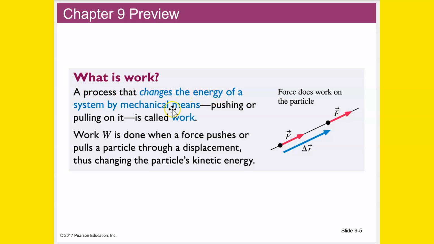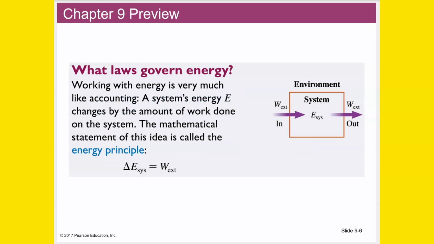A process that changes the energy of a system by mechanical means, pushing or pulling on it, is called work. So work changes the energy of a system by mechanical means. Work, the symbol W, is done when a force pushes or pulls a particle through some displacement, thus changing the particle's kinetic energy. All right, so some force is applied to this particle and moves it through some displacement. And by doing that, it is changing the particle's kinetic energy, and thus it is doing work, according to the definition of work in physics.